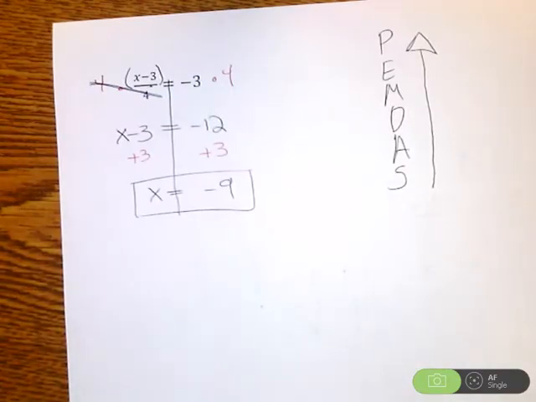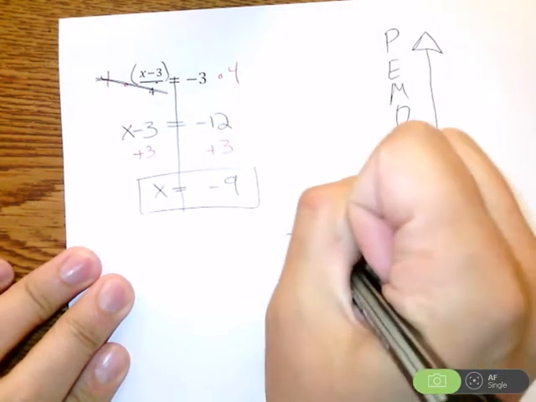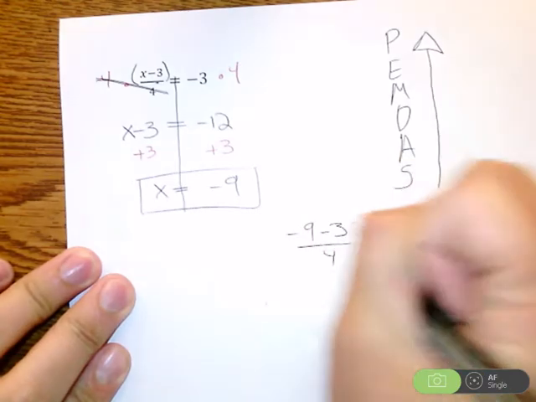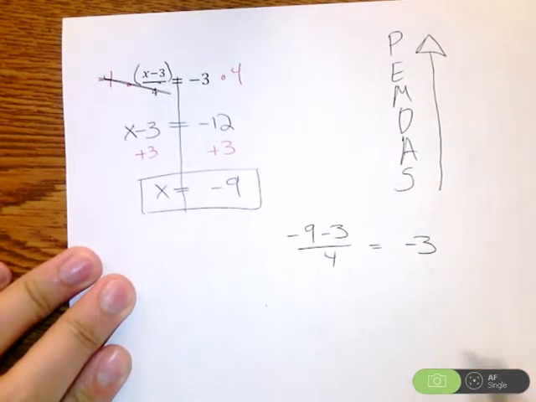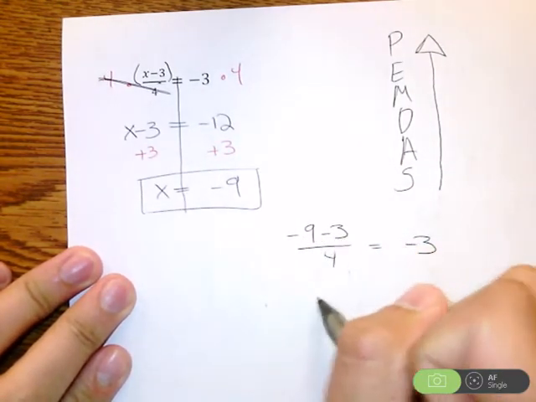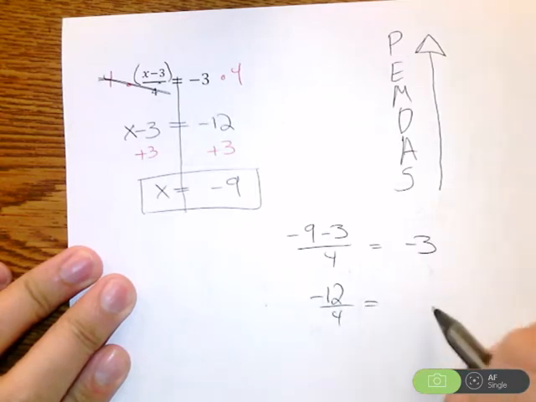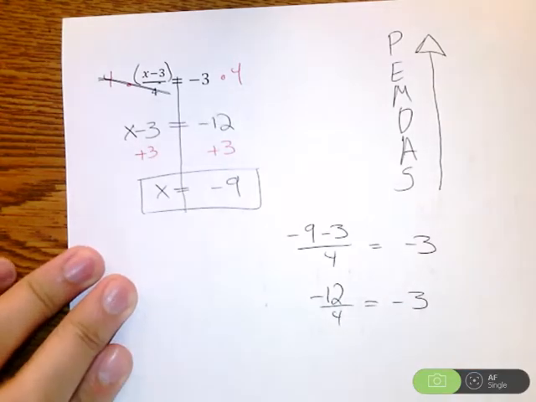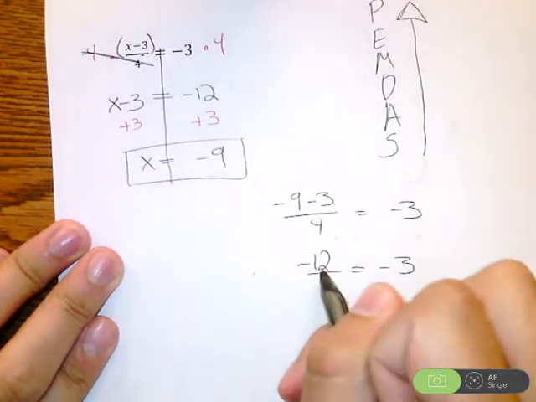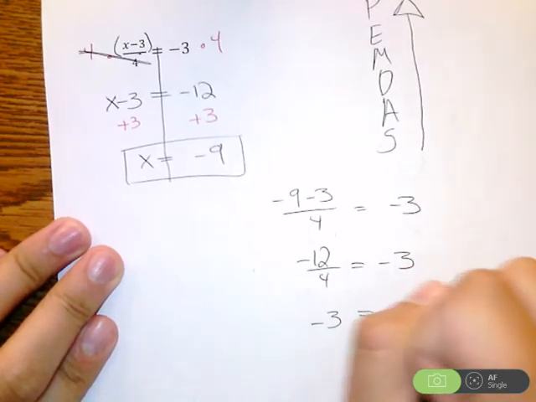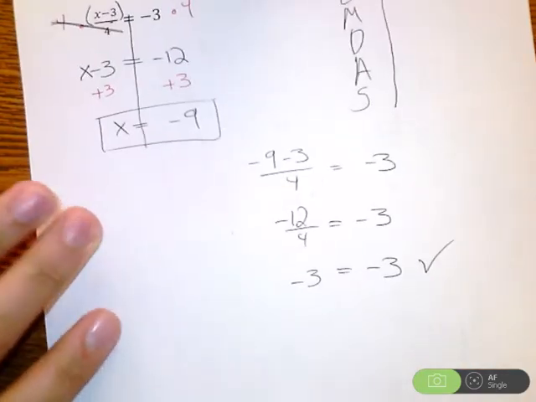As always, we need to check our work, make sure we're doing things correctly. The left side of this equal sign should equal the right side of the equal sign. So we have negative 9 minus 3 divided by 4 equals negative 3. Negative 9 minus 3 is negative 12. I didn't touch the division by 4, didn't touch the right side. Negative 12 divided by 4 is negative 3, and negative 3 does in fact equal negative 3.